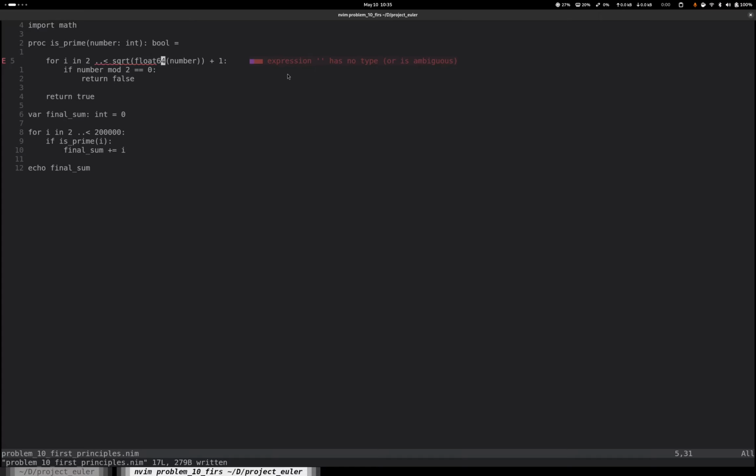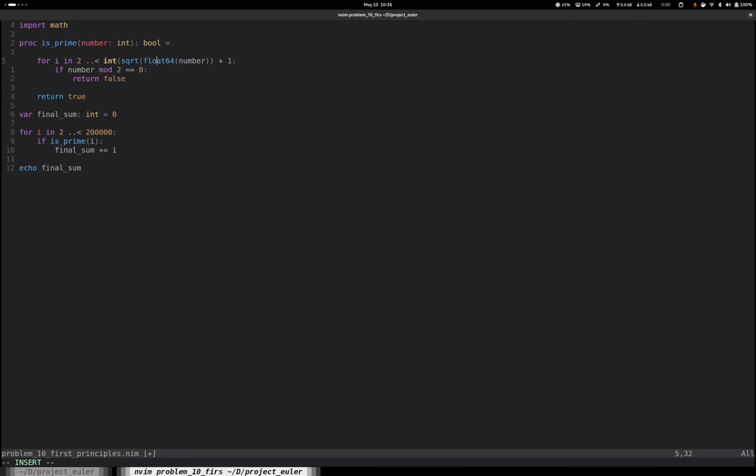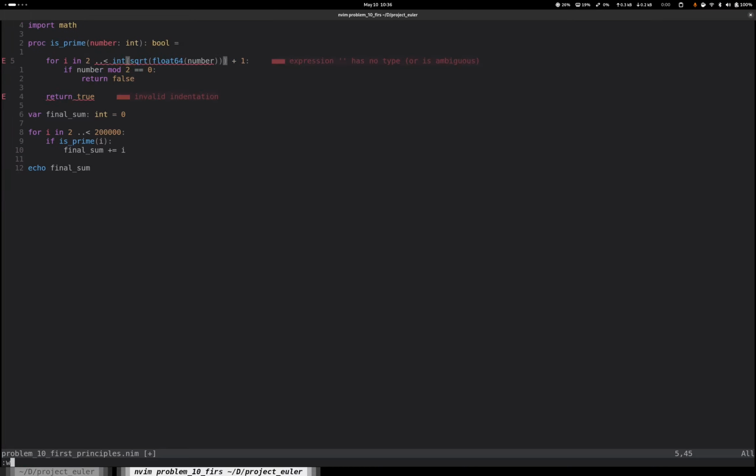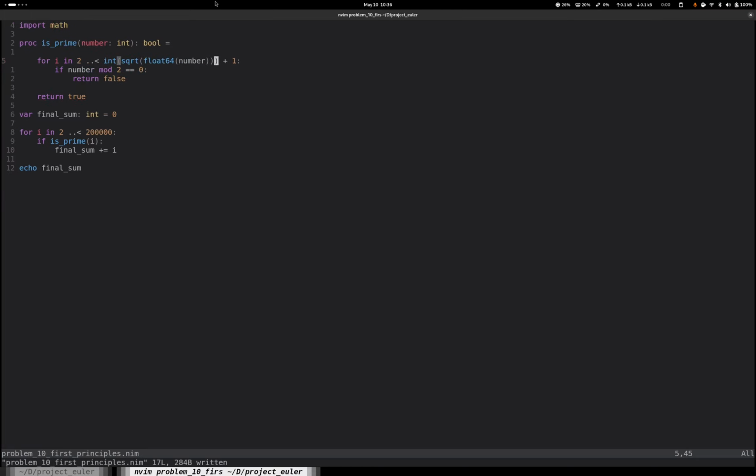Yep, and expression has no type or is ambiguous. Right, so because a range needs integers, and because square root most likely returns floats, we need to now do a double conversion in this way. And the +1 is for the sake of the ceiling. I'm sure there's a ceiling function, but I just want to do it this way. So I think, okay, I think this is it.